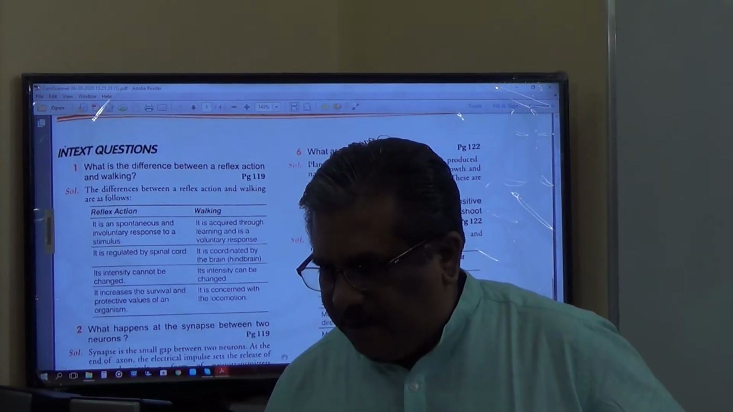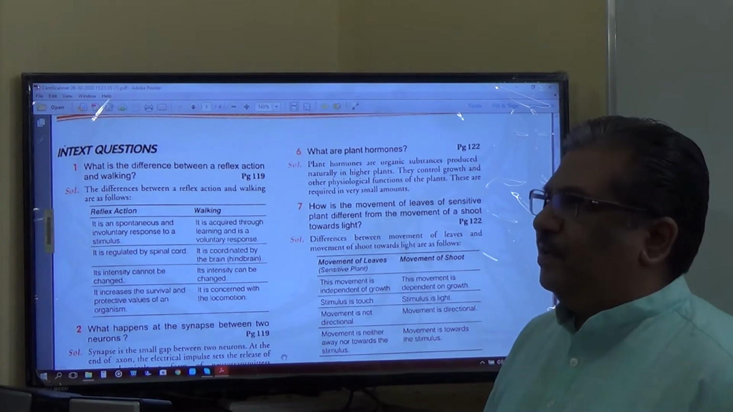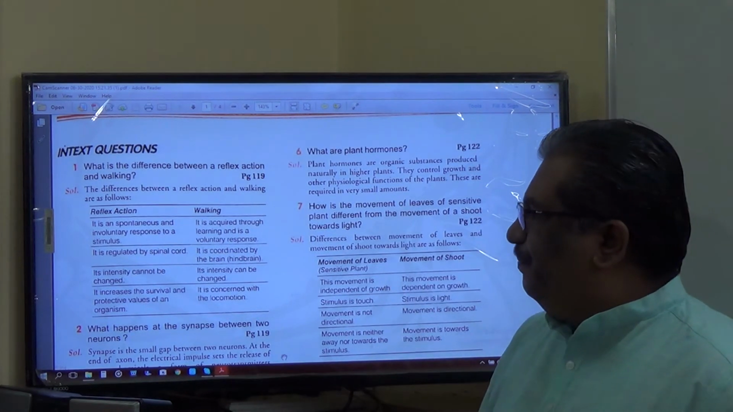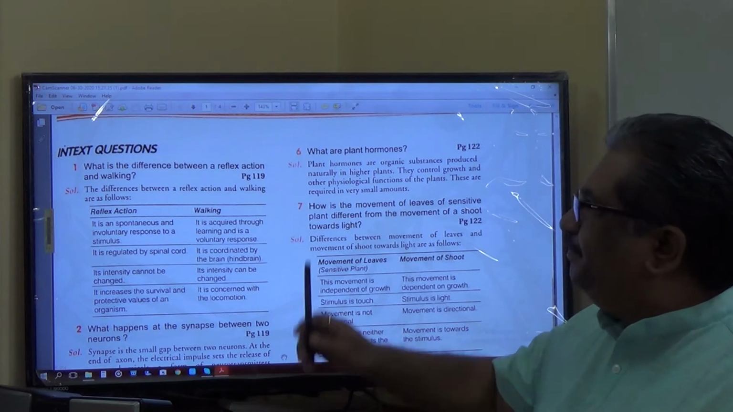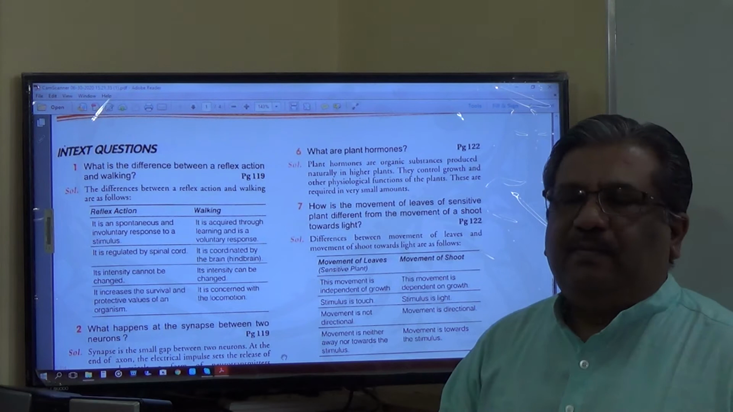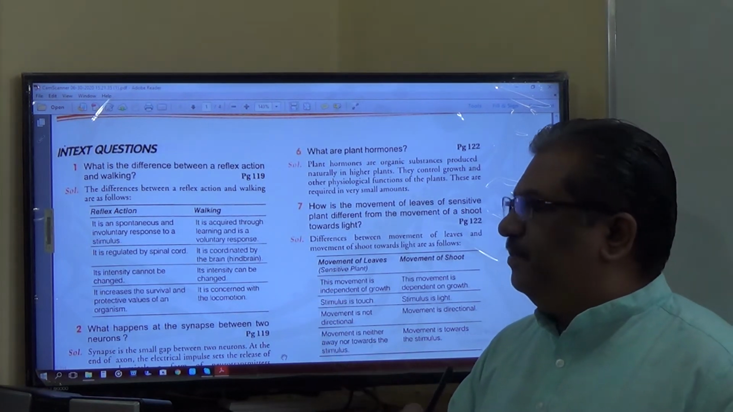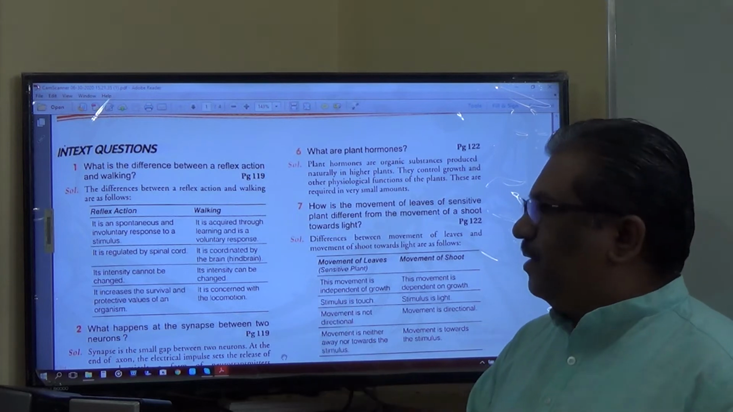Let's rush through very quickly. We'll try to finish as quickly as possible. I hope the visibility is clear for you. Probably at some places it is dull, but see whether you can understand or not.